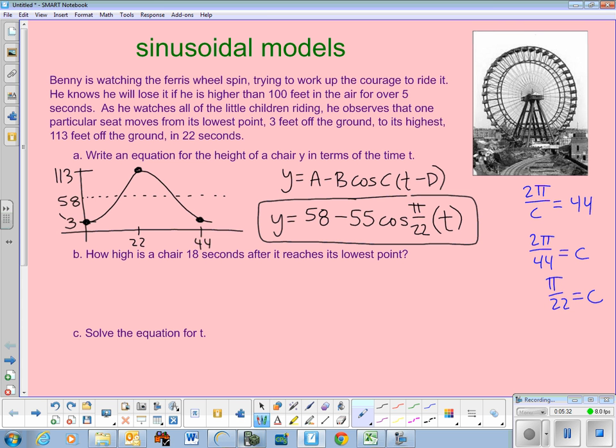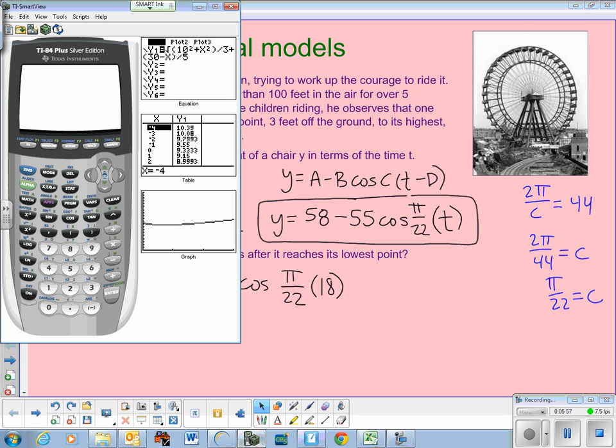This is where we just plug in 18. So 58 minus 55 cosine of pi over 22 times 18. And from your graph, you should get an idea 18 will be somewhere in this region up here. So I'm not going to have a perfect value for my graph, but I'm going to have something reasonable. All right, so let's make sure our calculator's in the right mode. It's in radians. That's good.